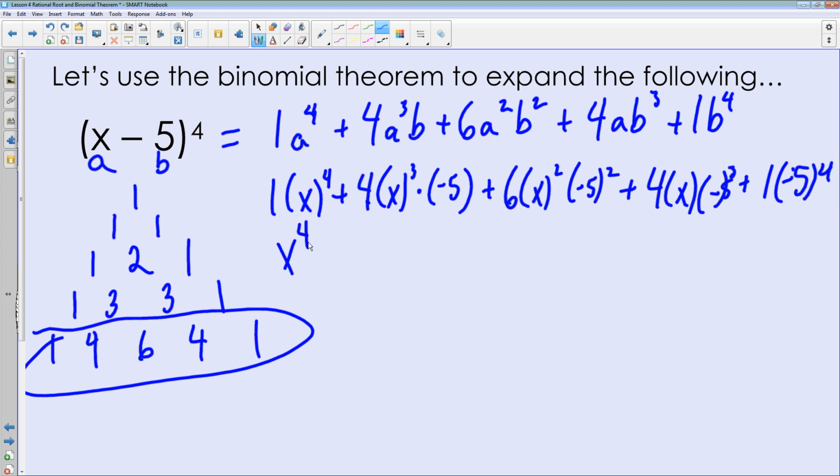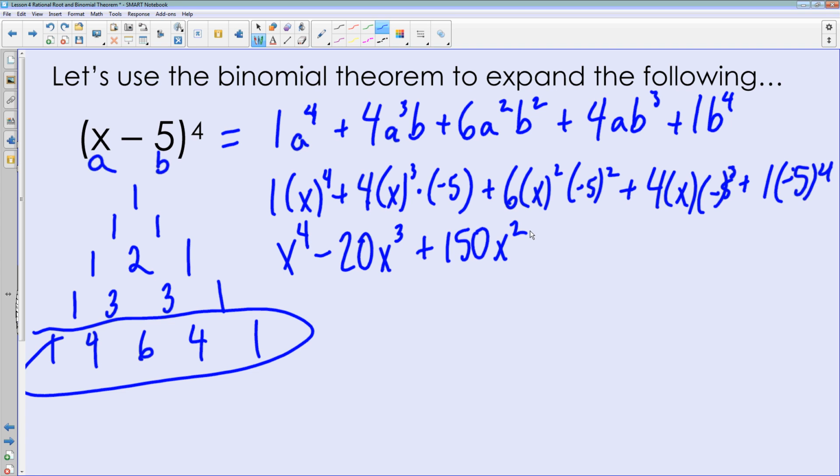Okay, x cubed is x cubed, and then 4 times negative 5 is negative 20. So we're going to have minus 20x cubed. 6 times x squared is x squared. Negative 5 squared is actually 25. And 25 times 6 is 150. So it's going to be plus 150 x squared.